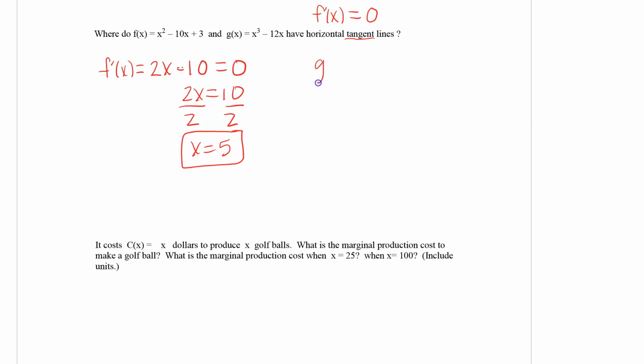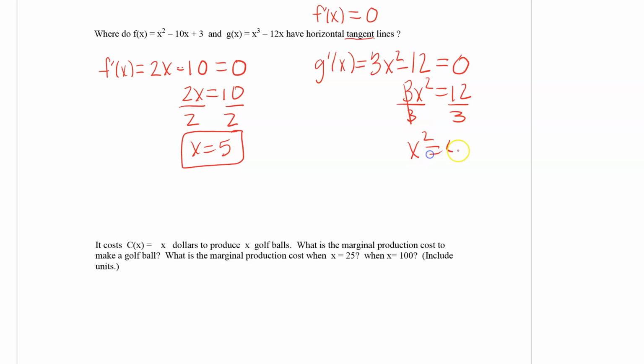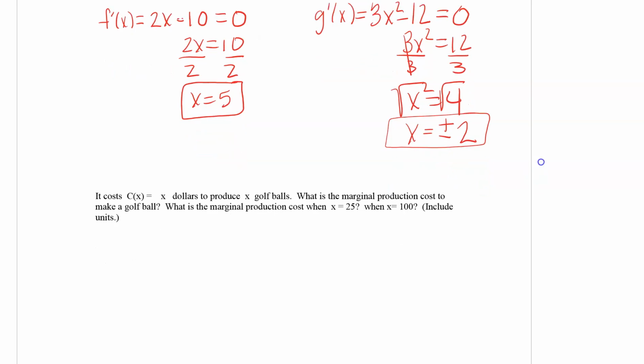Now let's look at g of x, and I'm going to go ahead and take the derivative of it. That would be 3x squared minus 12, and I'm just going to set that equal to 0 and solve it out. This gives me 3x squared equal to 12, and then divide both sides by 3. That gives me x squared equal to 4. Not done yet. Square root. So x is equal to plus or minus 2. Don't forget that plus or minus. So these are the values of the horizontal tangent lines. Again, it's all going to be about your keywords.